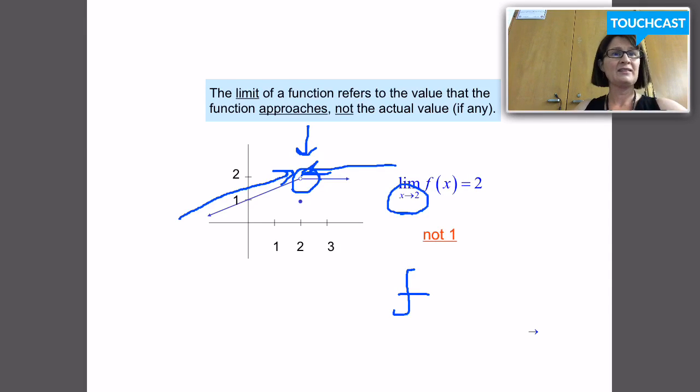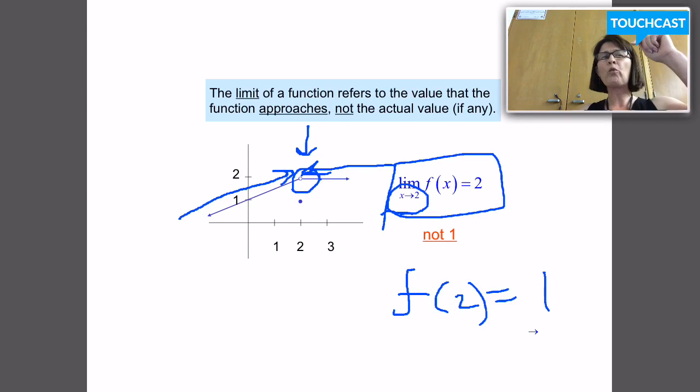In contrast, f of 2, the function value, is the colored-in dot. So f of 2 is 1. But the limit, which is what we're talking about today, is that value that I was approaching, whether it actually happened or not.